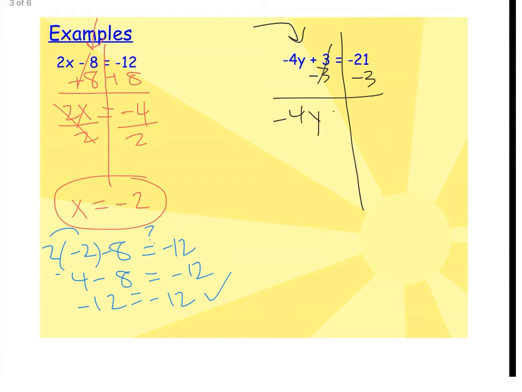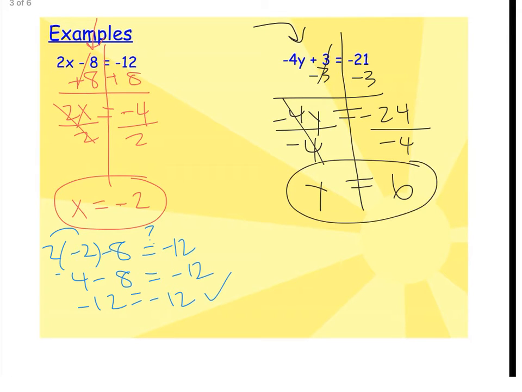So I have negative 4y is equal to negative 24. I'm left with the negative 4 multiplying with y. So to take it away, I need to divide. And I get y is equal to a positive 6 because my negatives cancel.